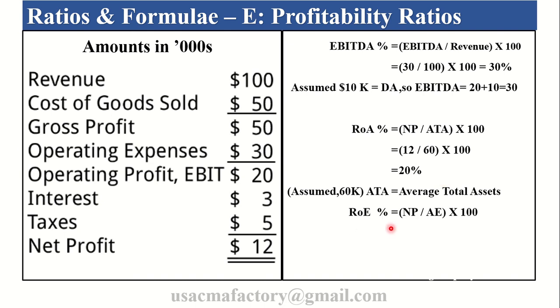Return on equity percentage is equal to net profit divided by average equity times 100. Average equity is not given here, so it is assumed as 40K. So 12 divided by 40 times 100 is equal to 30%.